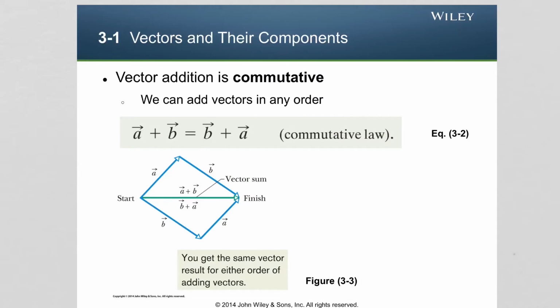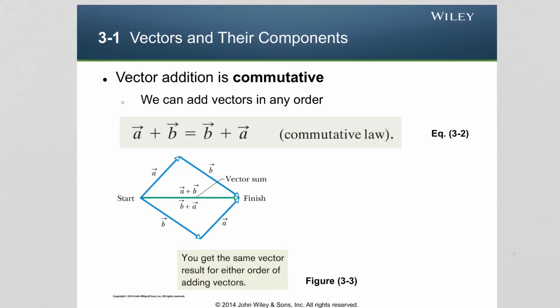Now let's talk about some properties of vector addition. First, vector addition is commutative, so we can add two vectors in any order. The sum of A plus B is equal to the sum of B plus A. And so graphically, A and B are added in this triangle using the tail to head rule. The lower triangle here is the addition of B plus A, and again the tail to head rule was used.